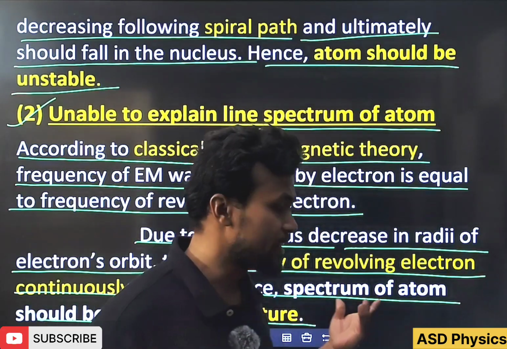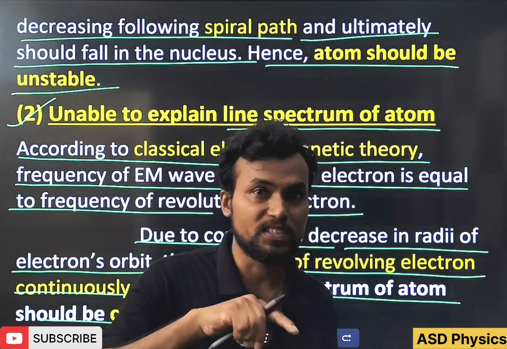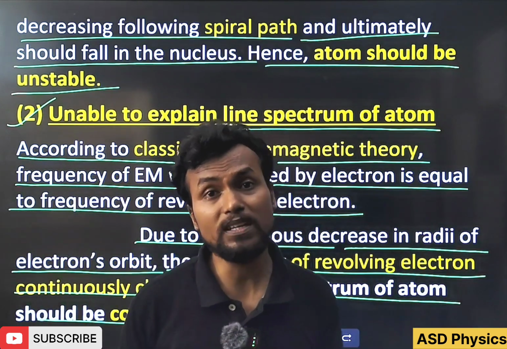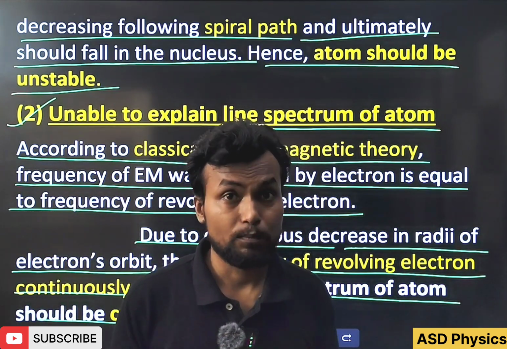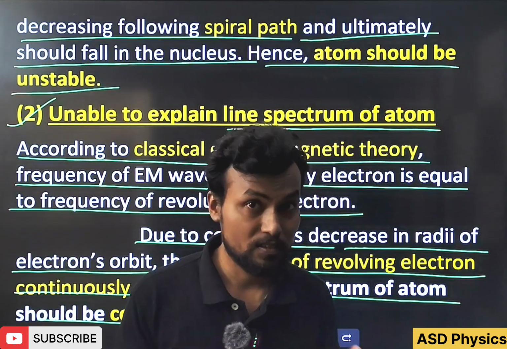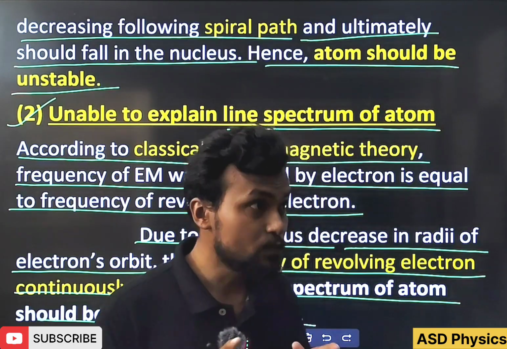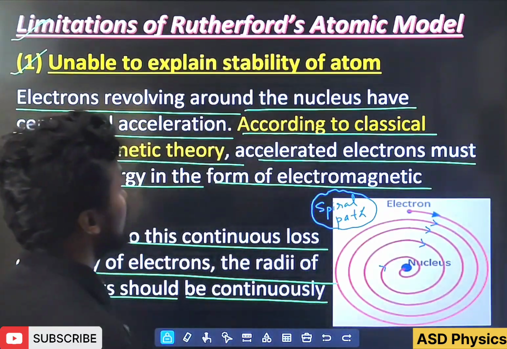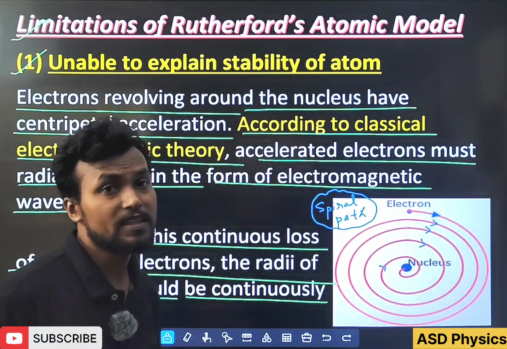But here, as the frequencies keep on changing, according to this model all kinds of frequencies and wavelengths should be there in any atom. But that does not happen in Niels Bohr's model, as we have seen. So this model could not explain the line spectrum of the atom, and it could not explain the stability of the atom.